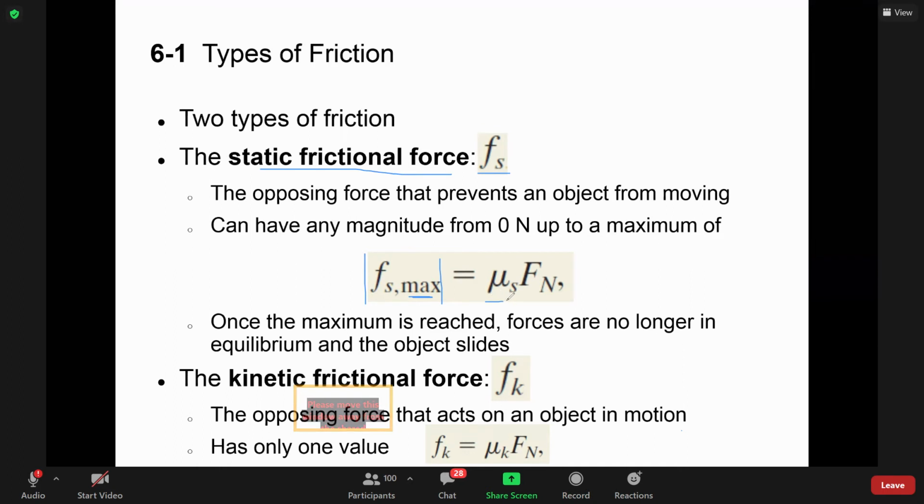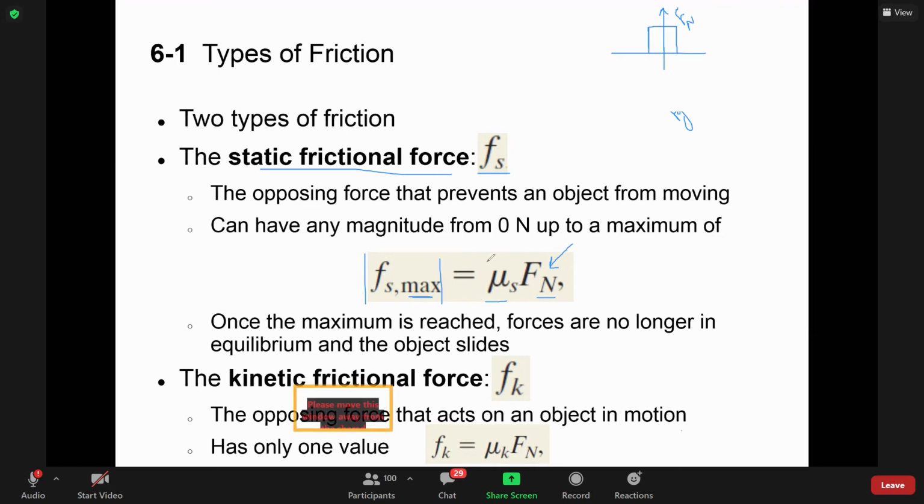It says µs times Fn. What's this? µs is a coefficient called the coefficient of static friction. This coefficient is an intrinsic property. It depends on the roughness of the two surfaces, the floor and the box. So µs is a constant, usually less than 1. And what about Fn? This Fn is the normal force you know from before. Here, when I have the box, I have Fg and I have Fn. I need the Fn. The Fn is important to calculate the friction force magnitude.